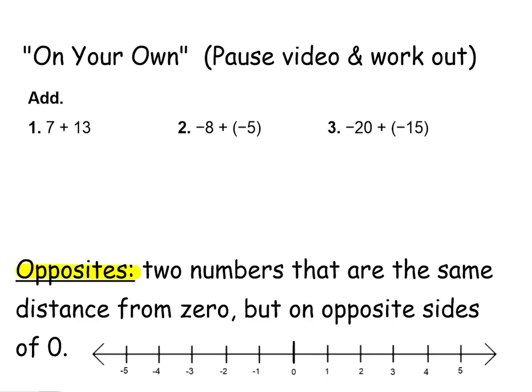Now I want you to try on your own. This is also in your books. I want you to do questions 1, 2, and 3. Pause the video to work it out. I also want you to write down the definition of opposites. Opposites are two numbers that are the same distance from 0, but on opposite sides of 0.